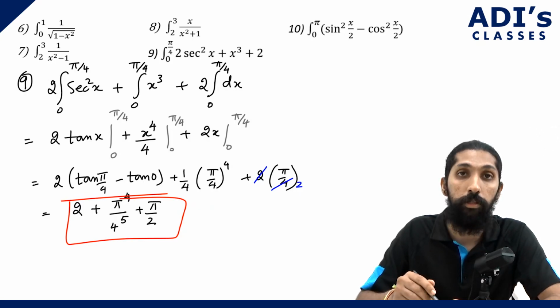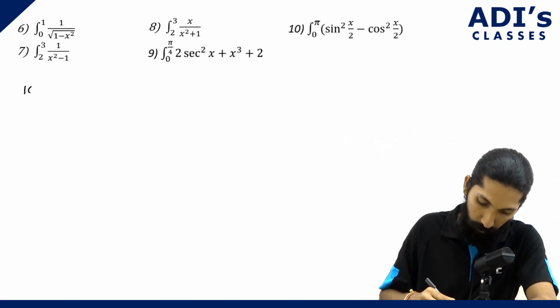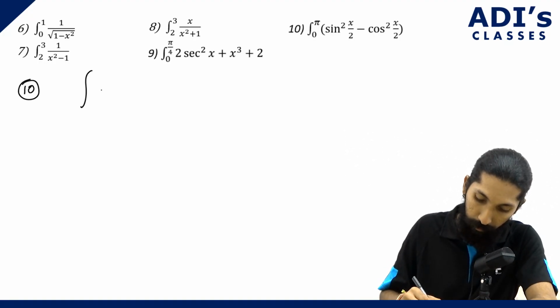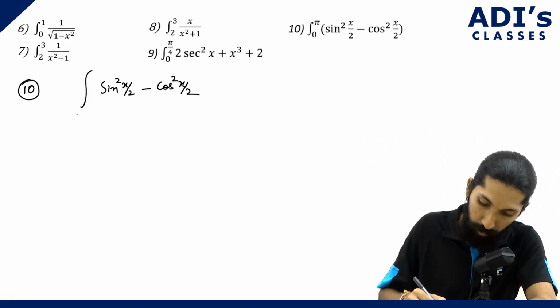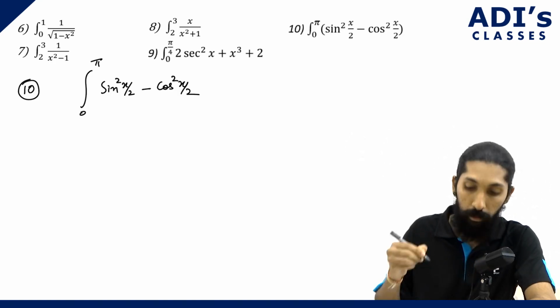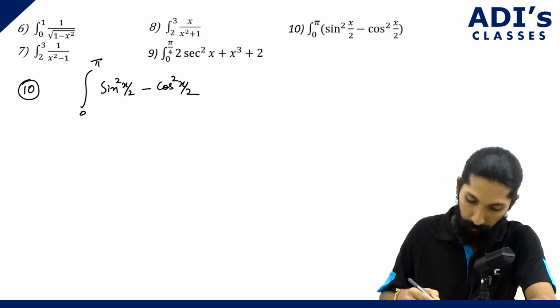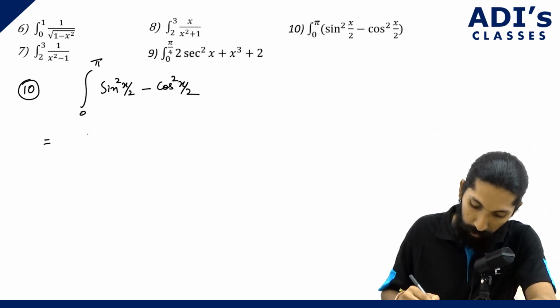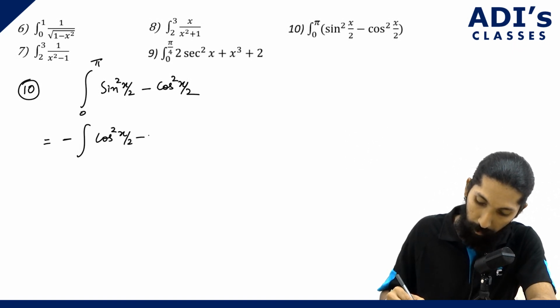Now we'll move on to the 10th one. See the 10th one? You have the integral of sine square x by 2 minus cos square x by 2 from 0 to pi. Before you solve this integral, you need to simplify a little bit. So take the minus sign common: minus of cos square x by 2 minus sine square x by 2.